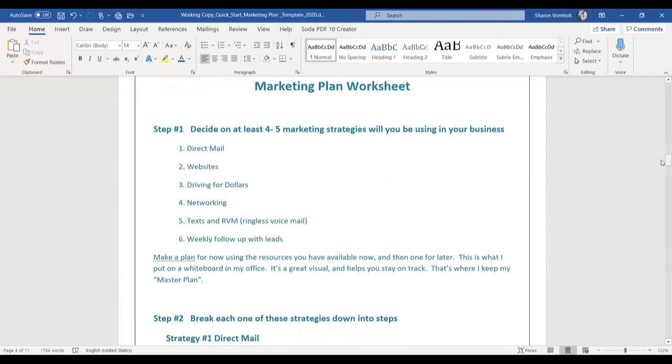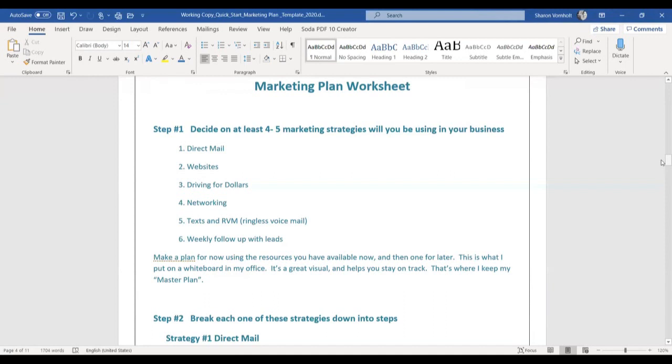So let's start out with step 1. Now we're going to have steps and we're going to have strategy. So that's one thing about the video. It's going to be a little bit less confusing for you if you listen and then circle back and look at the video. So step 1 was to decide on 4 or 5 marketing strategies that you'll be using in your business. Like I said, this will be different for everyone. It's going to depend a lot whether you have more time or more money. But there are several that I think everyone should have on their list. They are direct mail, websites, and networking. Those should be your top 3.